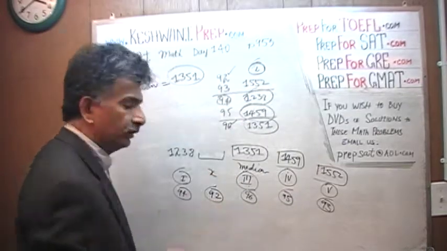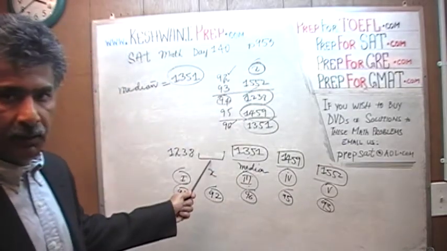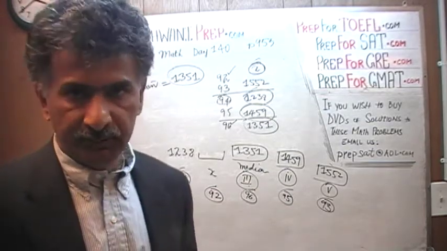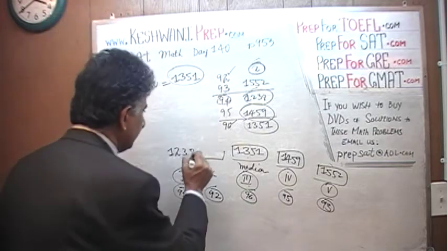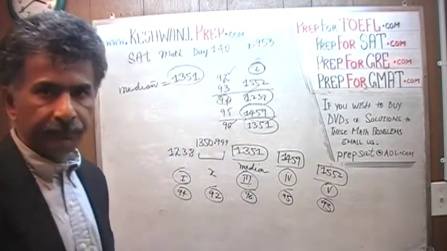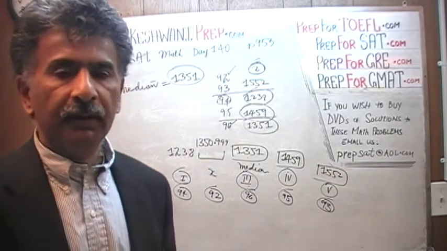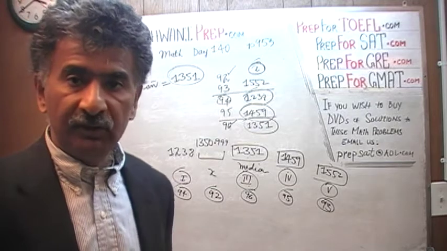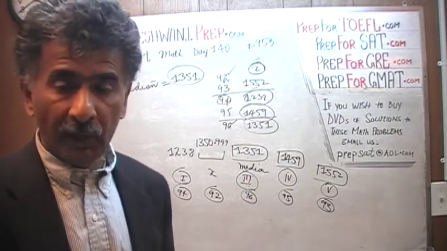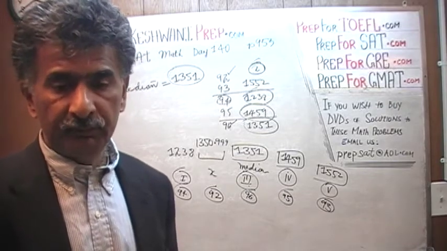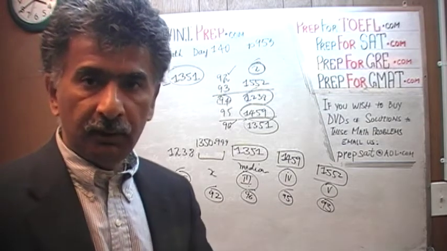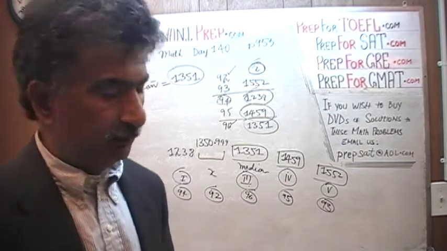This is our X. The question is, what is the largest value that can be put here, given the fact that the median is 1351? If the median is 1351, then maybe this one can be 1350.99999. Can it? Of course not. It has to be an integer. Why? Because these figures represent students, student enrollment. It's very difficult to get 35 and 3/8 students. Very difficult.